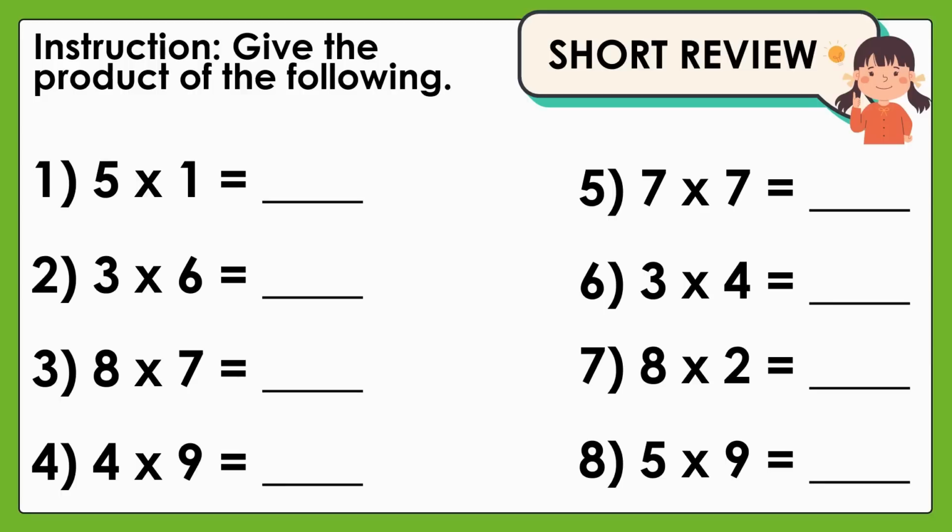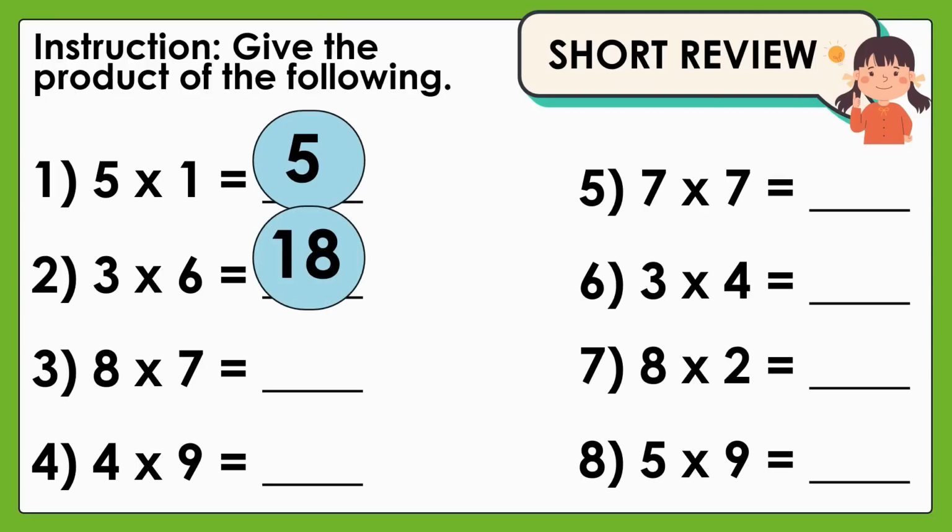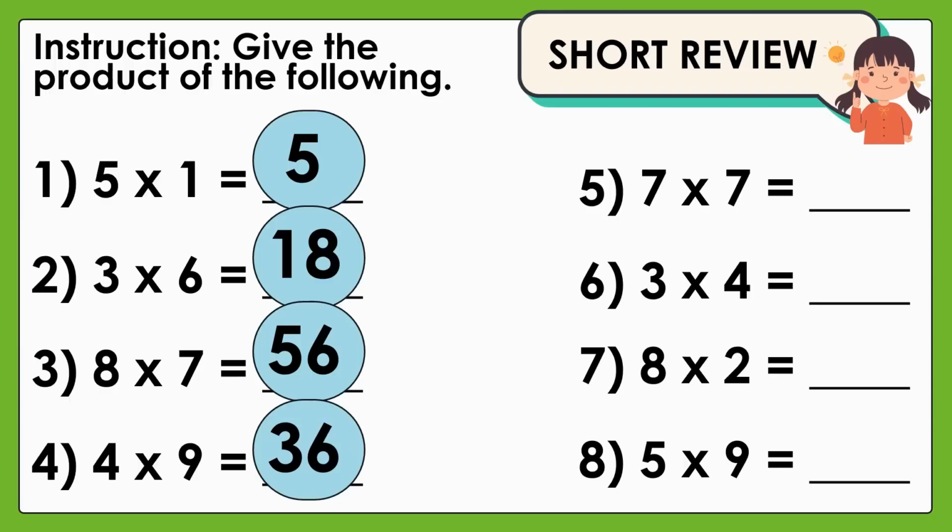Before we start our lesson, let's have first a short review. Give the product of the following. 1. 5 times 1 is equal to 5. 2. 3 times 6 is equal to 18. 3. 8 times 7 is equal to 56. 4 times 9 is equal to 36.